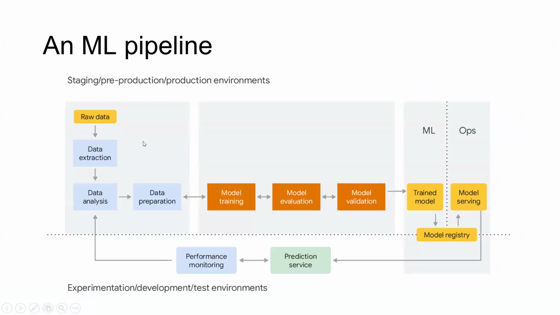ML pipeline, staging, pre-production and production environment. When you take the raw data: data collection, data analysis, data preparation, model training, model evaluation, model validation, and the model registry. Here is the model registry, trained model and serving model. And the prediction service, performance monitoring, and again, if it is not good, then it goes to the data analysis, then it will follow the process. This is an iterative process. Data science life cycle is an iterative process.